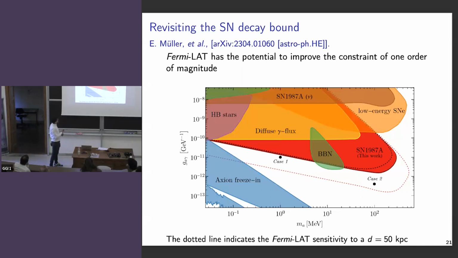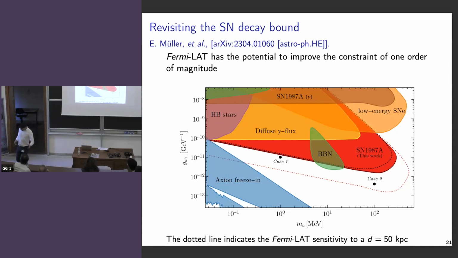And here you can see that the new bound is the red region shown in this plot, which is stronger with respect to the one considering only Primakoff, which is the dotted line here. In addition, in this recent work, they have also evaluated the sensitivity of Fermi-LAT in the case of a future galactic supernova explosion at 50 kiloparsec of distance in the direction of supernova 1987A. And this sensitivity is the red line shown here.